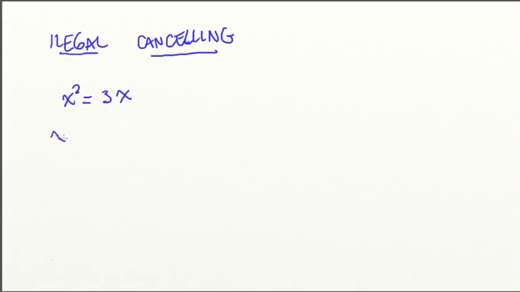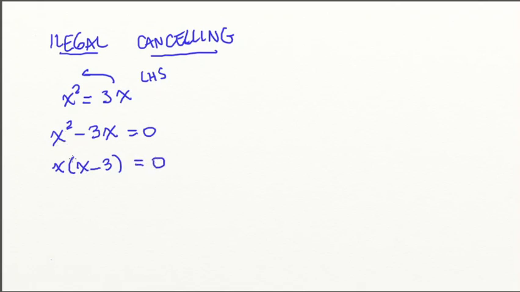Well, first we would get everything to one side. So in this case, we're getting everything to the left-hand side. After that is done, we should factorize. So in this case, x squared and negative 3x both share x as a common factor. And when you divide each of them by x, you will get what's inside of those brackets. So x squared divided by x becomes x, and negative 3x divided by x becomes negative 3.